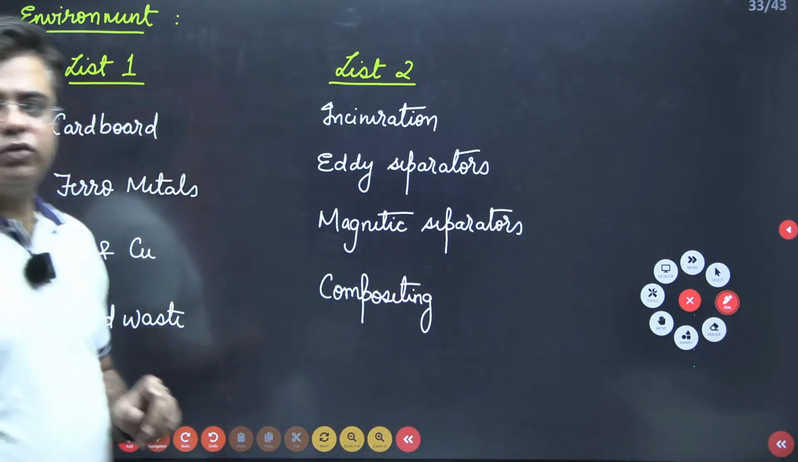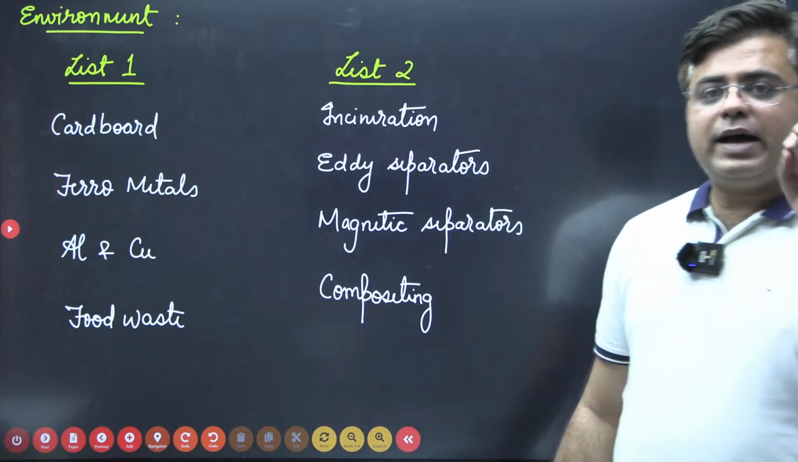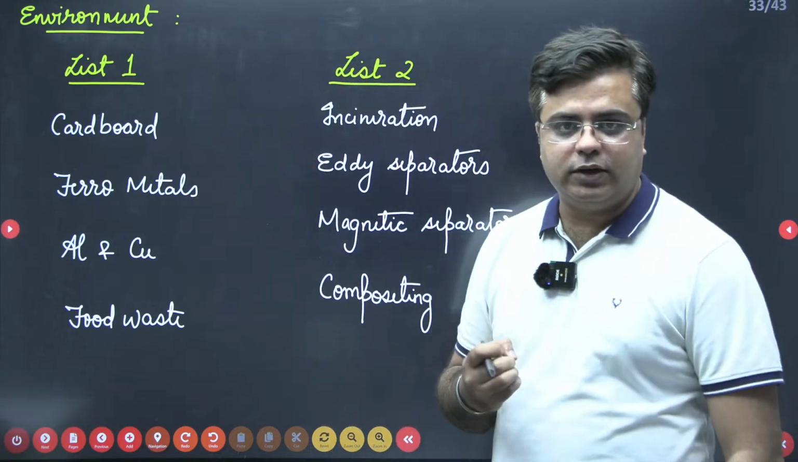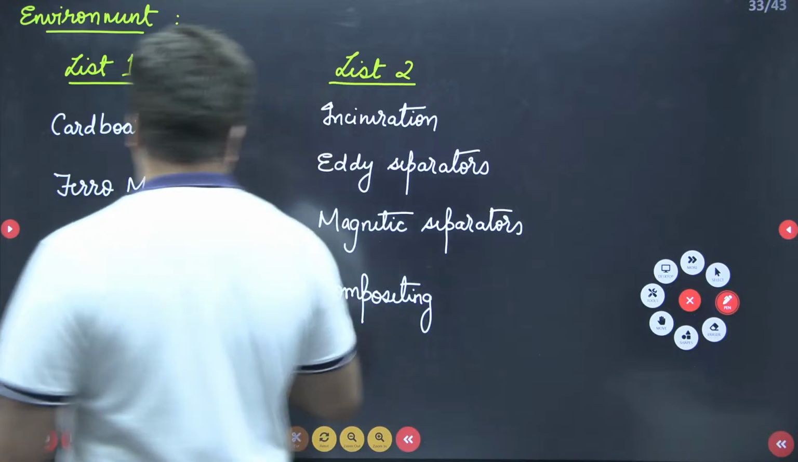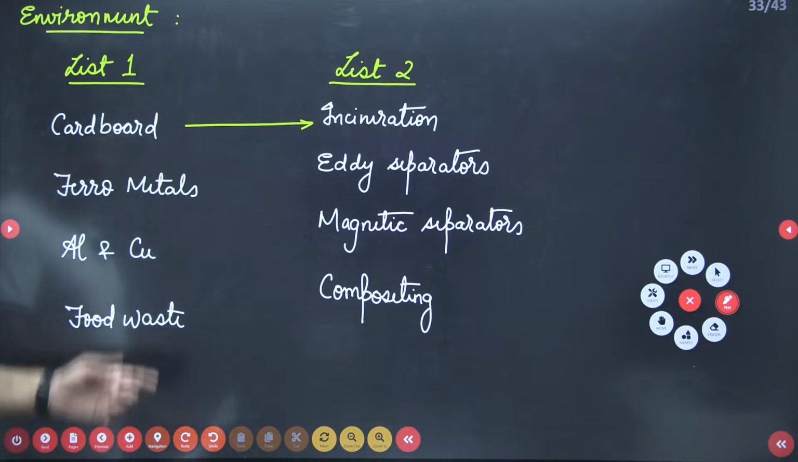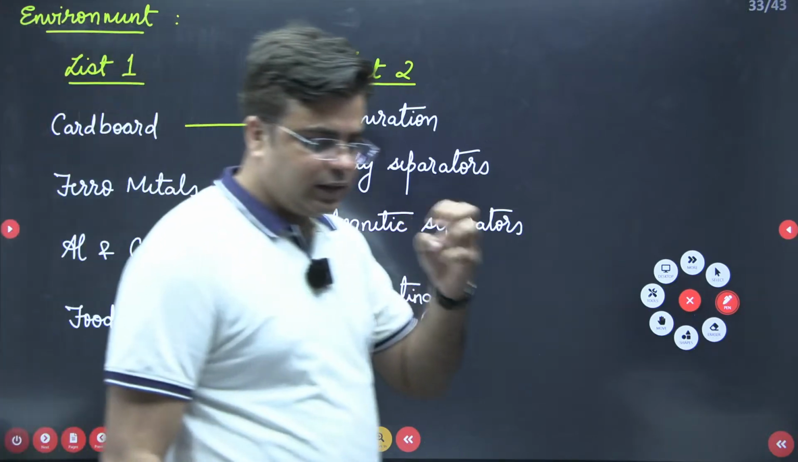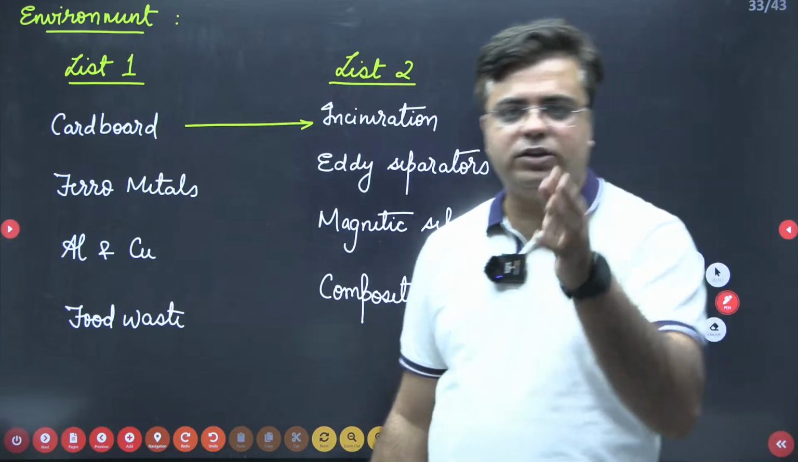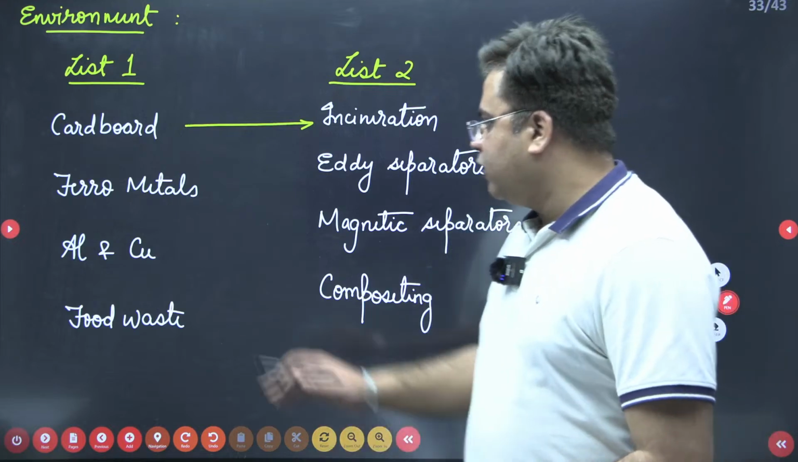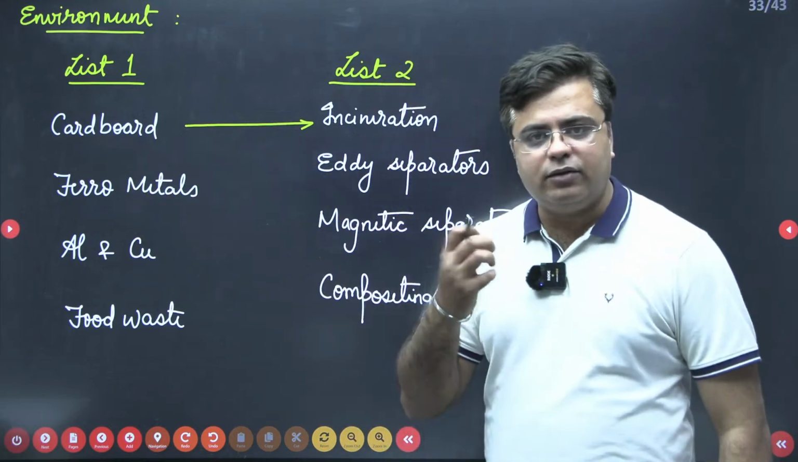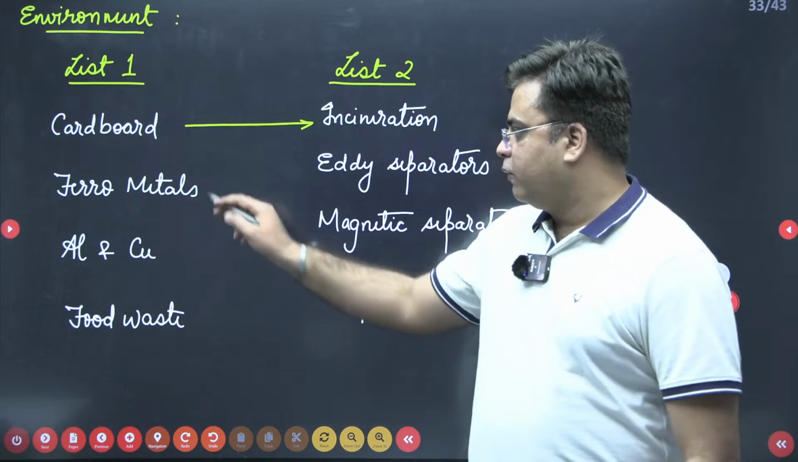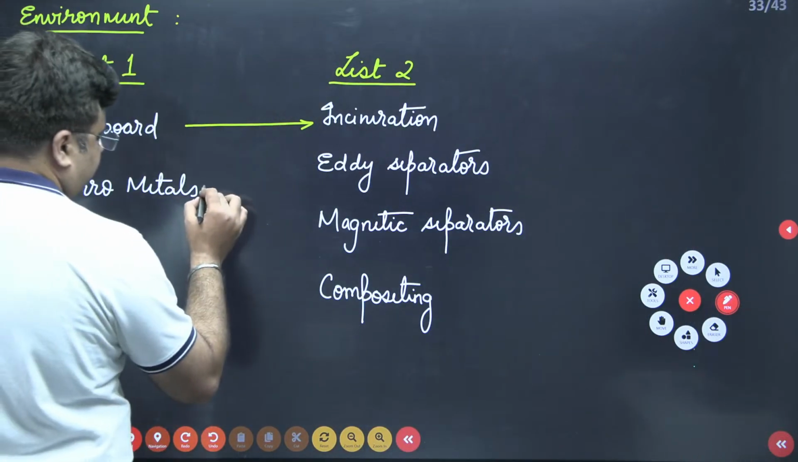So first of all, my dear student, cardboard has good calorific value. That is why cardboard is burnt in an abundant supply of oxygen. So for cardboard, the method of disposal is incineration. Next one is ferrometals. Now this is a question to check your presence of mind in the examination. Not everything you read; sometimes you have to judge in the examination as well. Ferrometals basically have magnetic property. So if you need to separate them, you need to use magnetic separators. So ferrometals can be matched with magnetic separators.